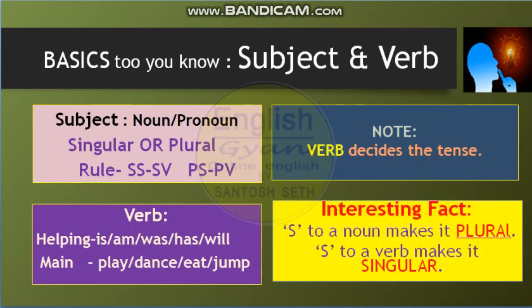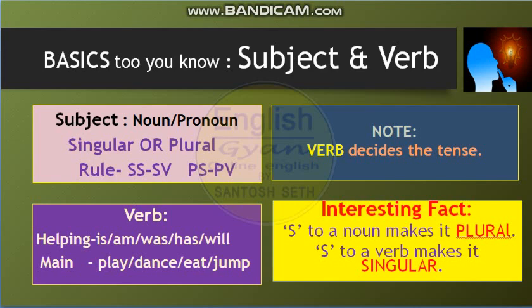Some interesting facts we have also discussed, like what the subjects and verbs are, how the verb decides the tenses, and how just by changing the form of the verb it can go from present to past. Verbs are helping and main verbs. And the interesting fact about S: S added to a noun makes it plural, boy, boys, girl, girls, and S added to a verb makes it singular, like goes, writes. These are singular, and we use them with a singular subject, he goes. We never say they goes.